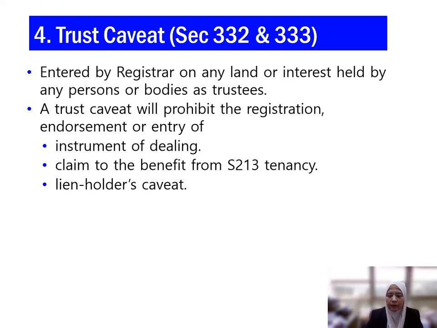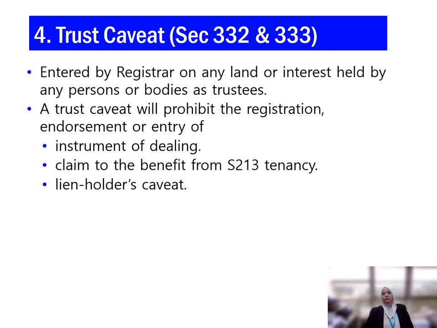Now the fourth type of caveat is the trust caveat. Under section 332 and 333, entered by the registrar on any land or interest held by any persons or bodies as trustees, as trust holders. Okay, so who will enter? Registrar. On what? On the land or on the interest. By whom? Held by persons or bodies, as trustees only.